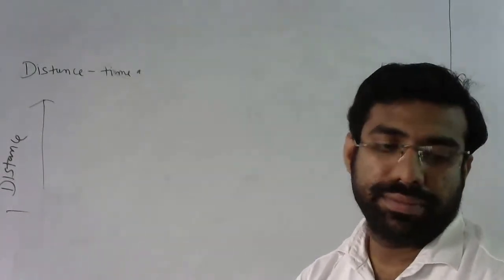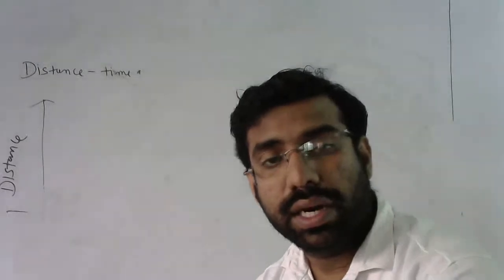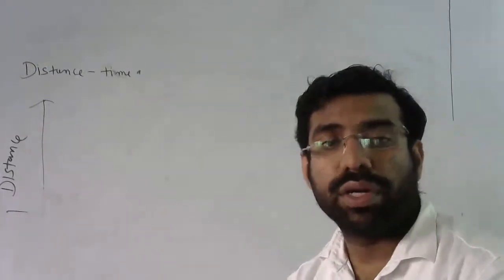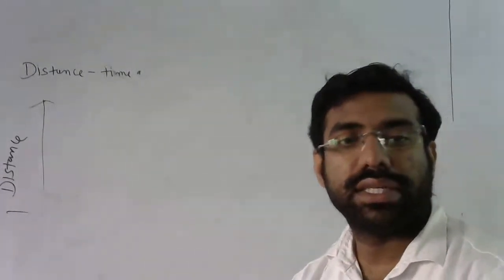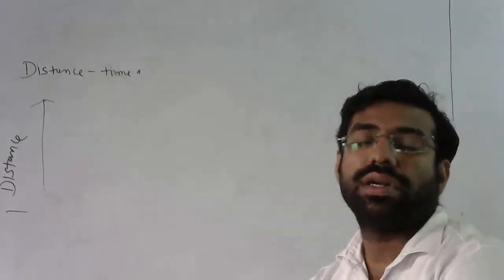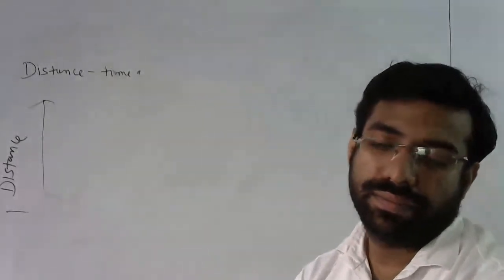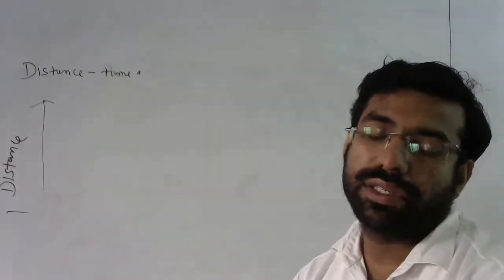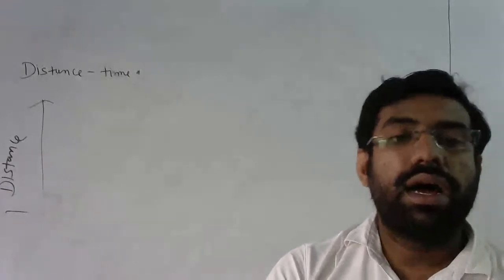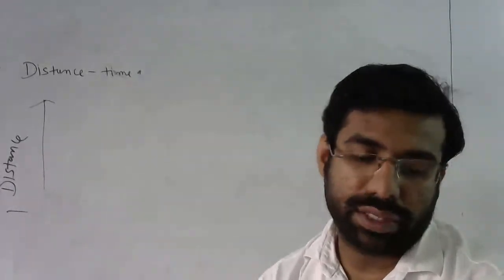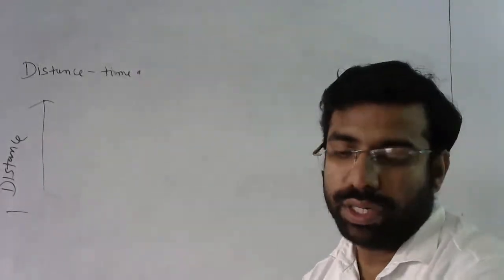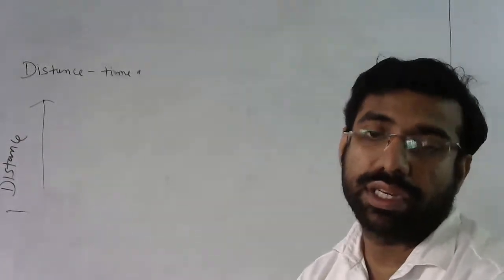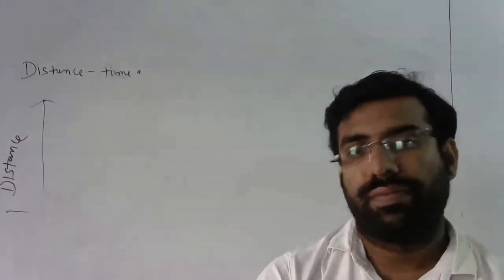In this graph, time is plotted on the x-axis and velocity is plotted on the y-axis.